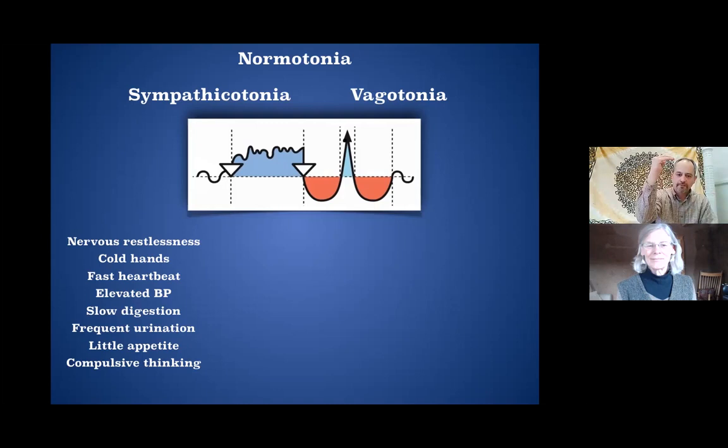Our heartbeat will elevate. Our blood pressure elevates. Our digestion slows down. It's not time to digest food. It's time to be alert, to be ready to get after it, whatever happens, right? Frequent urination. We feel like we have to pee all the time. There's little appetite. Again, the purpose of the little appetite is the body's not going to digest the food properly because it's not concerned about digestion. The psyche, brain, body is not concerned about digesting food. So we'll notice that we're not really hungry.